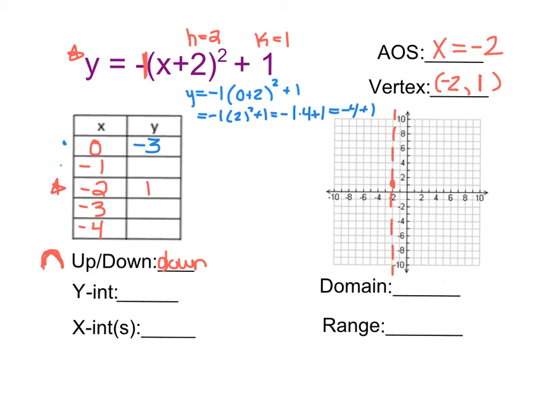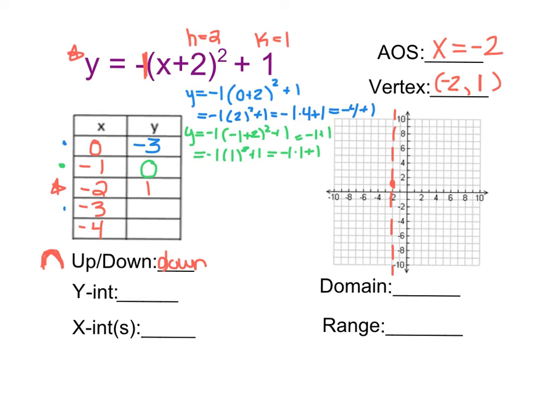All right, then I go down to x is -1. So here we have y is equal to -1 times (-1 plus 2) squared plus 1. We then do order of operations, so it's -1 times 1 squared plus 1. Then comes our exponent, so it's -1 times 1 plus 1, which becomes a -1 plus 1, which is just 0.